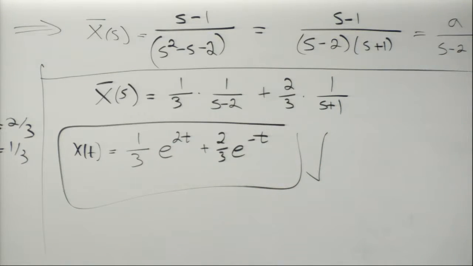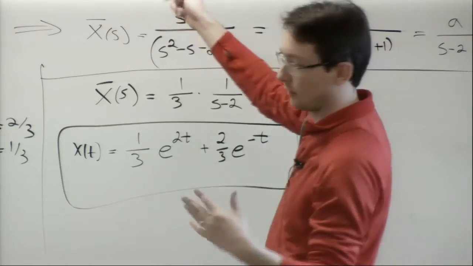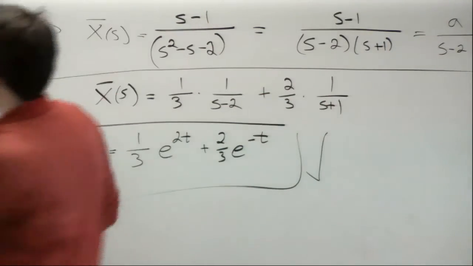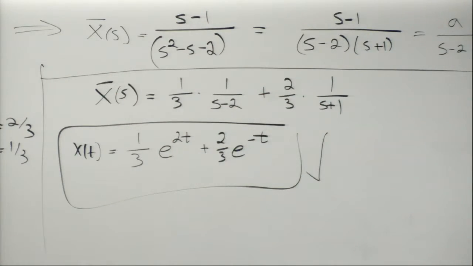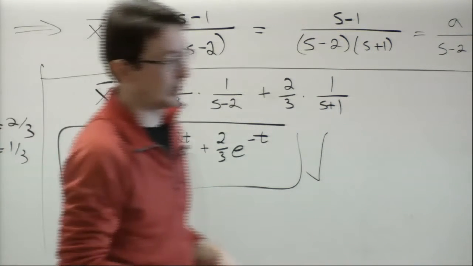It's pretty straightforward. If you were going to solve this using the traditional methods, it might be a little easier just to plug in e to the lambda t and solve the characteristic equation. But then at some point, you're still going to have to solve for the initial conditions for the coefficients. And it all ends up being about a wash.